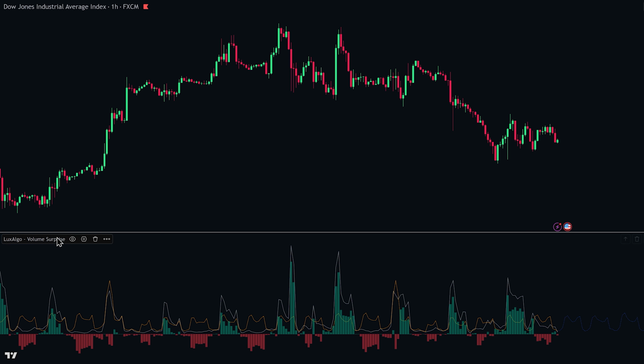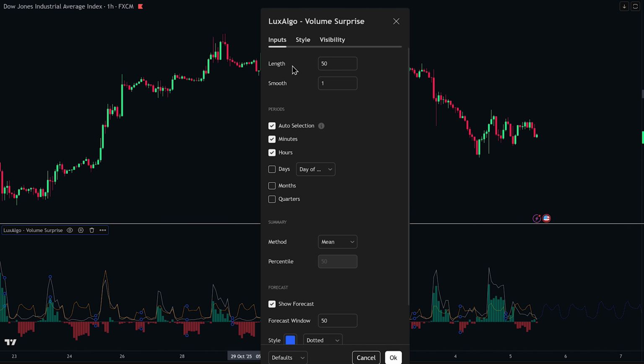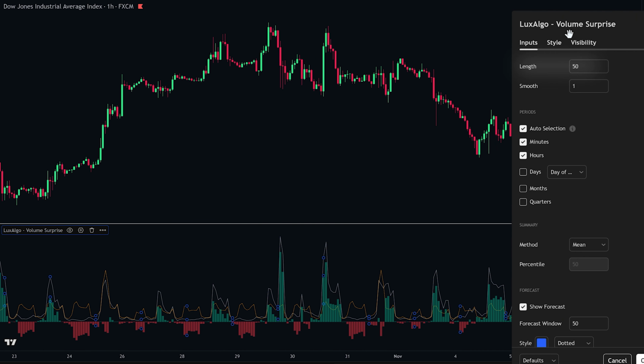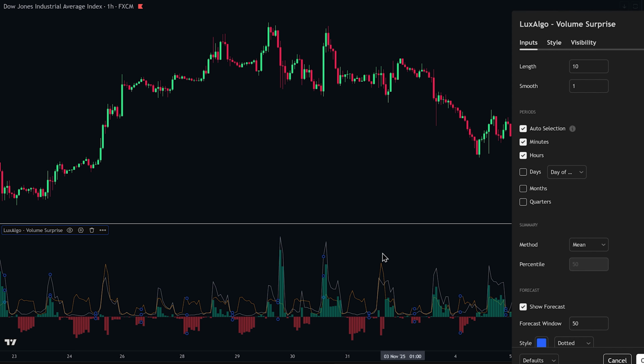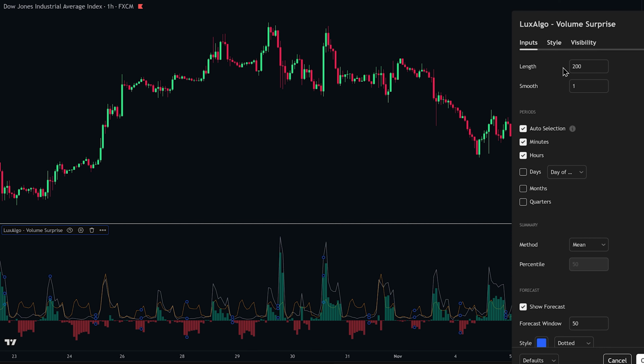So, let's go over the Volume Surprise Indicator settings step by step. Start with length. This controls how much past data the indicator uses to calculate what's considered normal volume. If you set it too low, like 10, the indicator reacts too fast and gives too many false volume spikes. If you set it too high, like 200, it reacts too slowly and may miss recent market changes. So it's best to leave it at the default value of 50, which gives a balanced and reliable reading for most time frames.